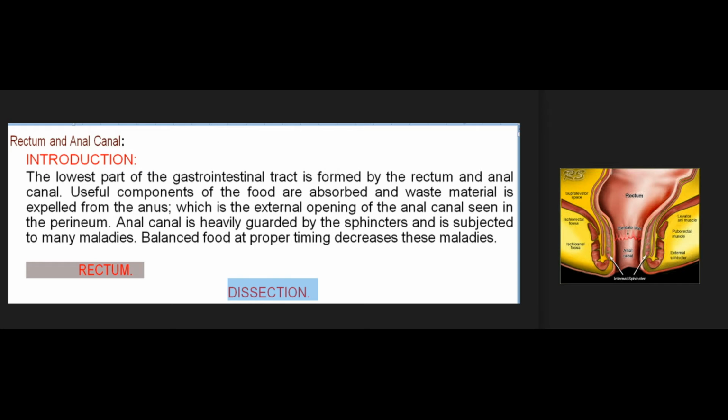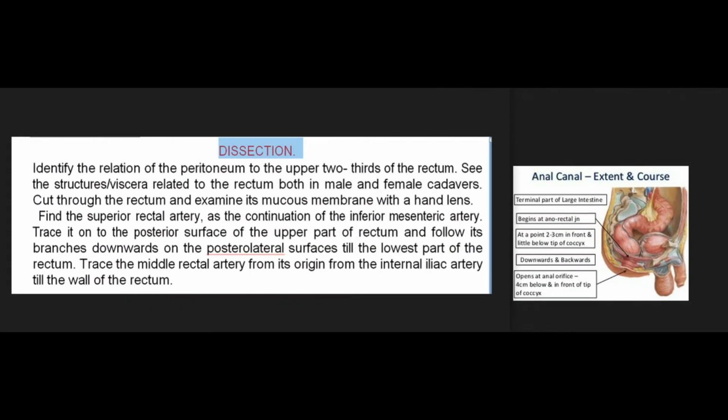Rectum dissection. Identify the relation of the peritoneum to the upper two-thirds of the rectum. See the structures/viscera related to the rectum both in male and female cadavers. Cut through the rectum and examine its mucous membrane with a hand lens.